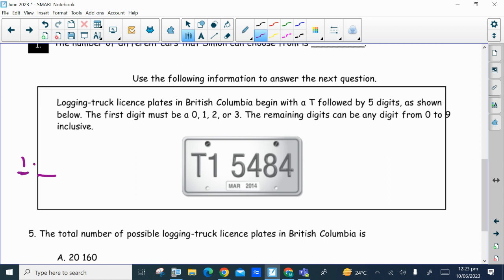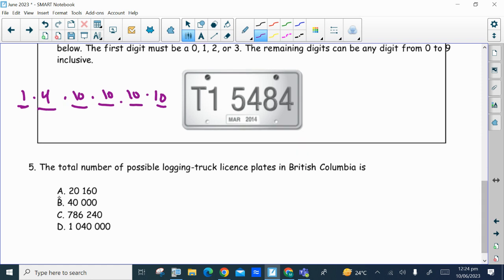So there's 4 choices for that. And then after that, they can be any digit from 0 to 9 inclusive, which means there are 10 choices. 0 is 1, as well as the remaining 9. And unless you're told specifically no repetition, you have to assume that repetition is allowed. So basically it's 4 times 10 to the 4th, which is 40,000. 10 to the 4th is 10,000 times 4.